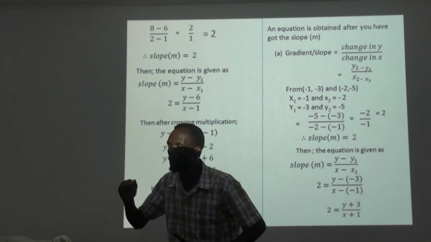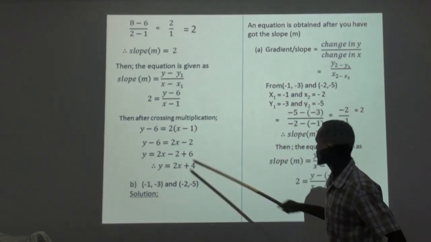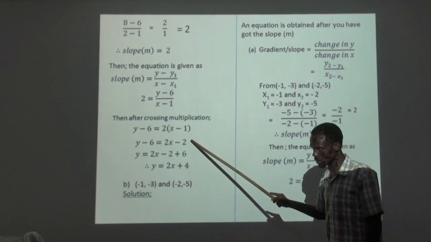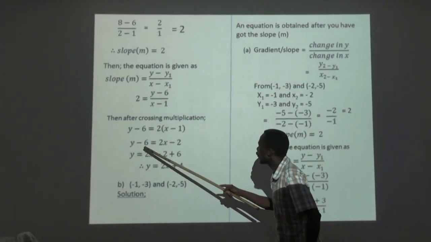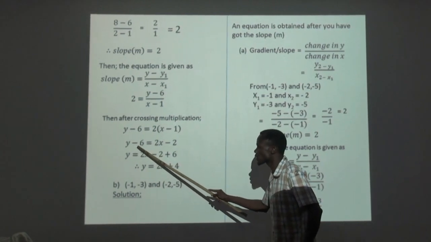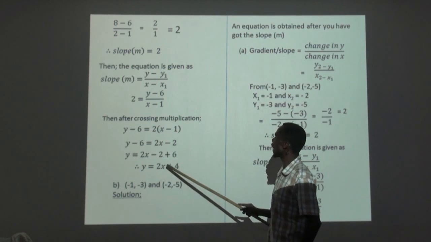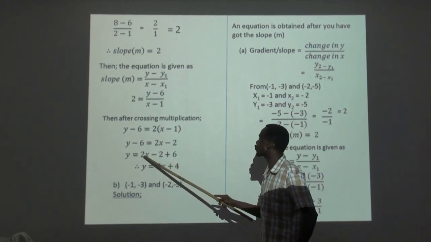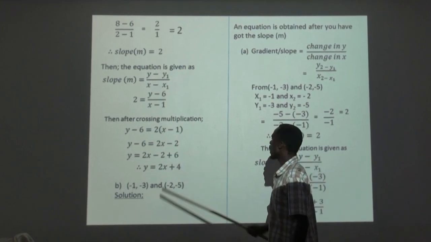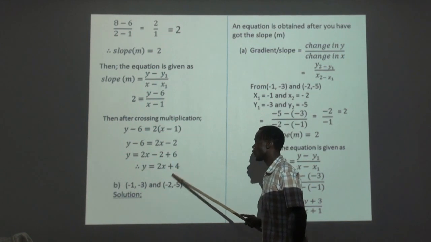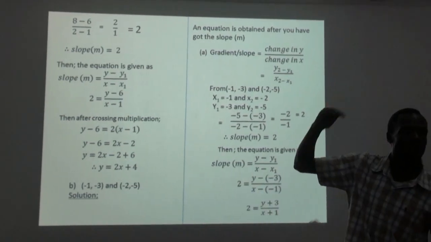And remember, when you are collecting like terms, you have to follow the principle. If a term is negative and taken to the other side, it becomes positive, and if it is positive and taken to the other side, it becomes negative. So here, negative 6 is taken to the other side and becomes positive. Now you have y is equal to 2x minus 2 plus 6. Negative 2 plus 6 is positive 4, and that's why y is equal to 2x plus 4. This is an equation of a straight line. We have found this equation by following the principles.